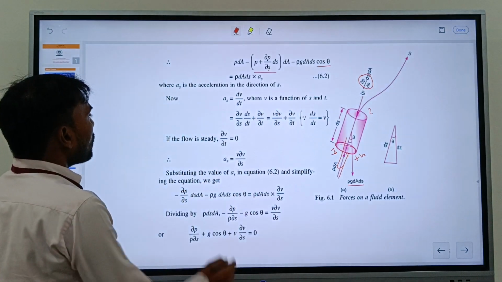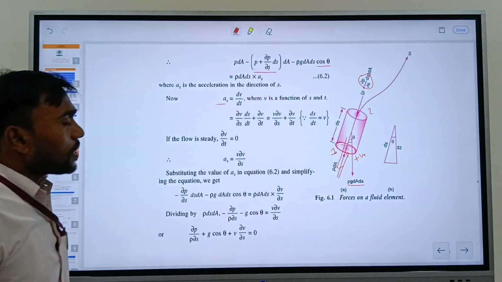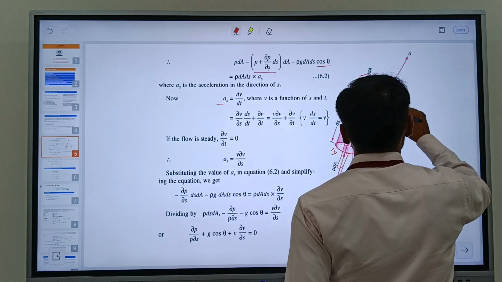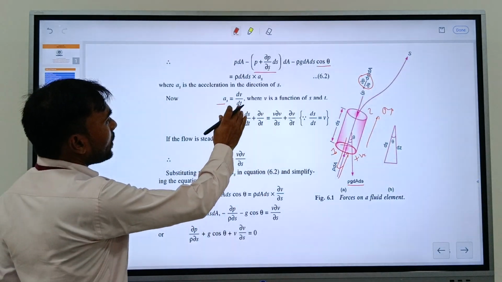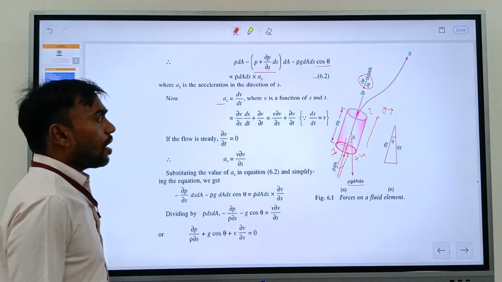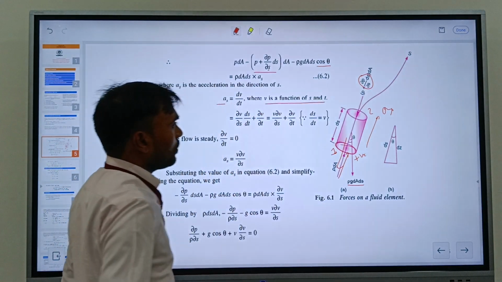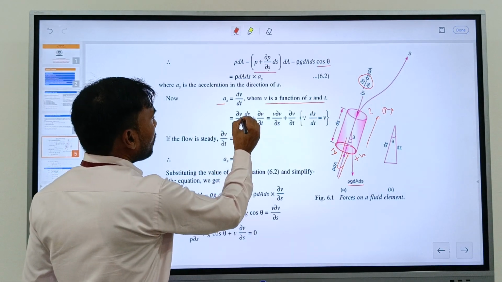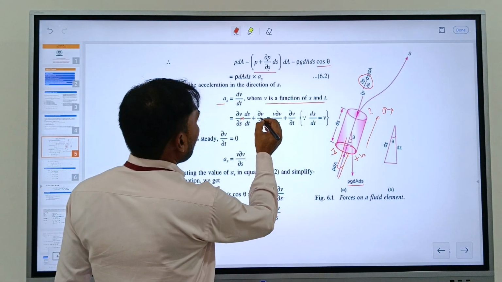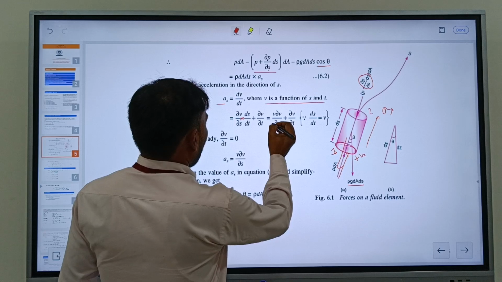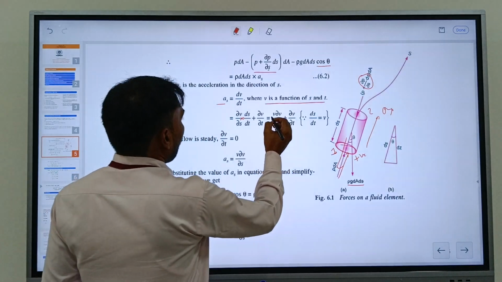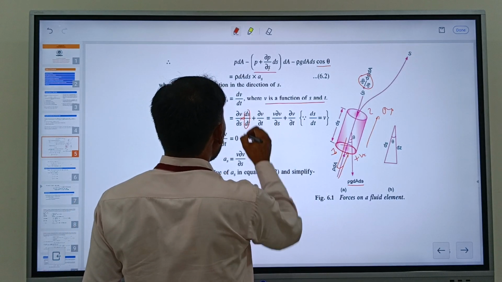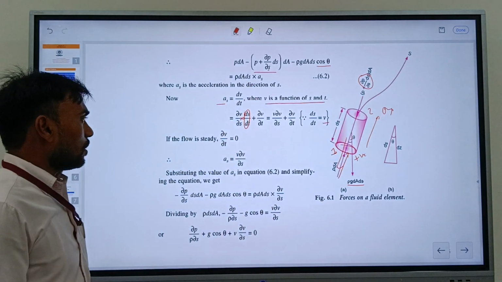So further, let us consider a_s as the acceleration in the direction of s. So a_s can be written as dv by dt, where v is a function of s and t. Further, dv by dt can be written as del v by del s into ds by dt plus del v by del t, or this can be written as v dv by ds plus dv by dt, as ds by dt is v, the velocity.